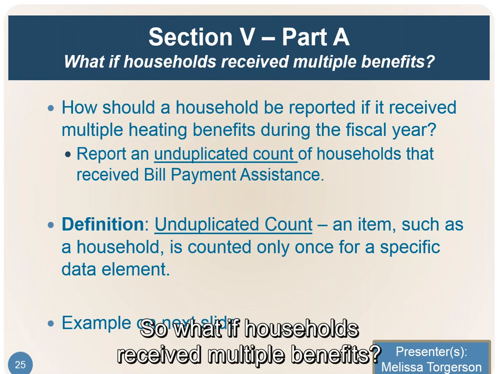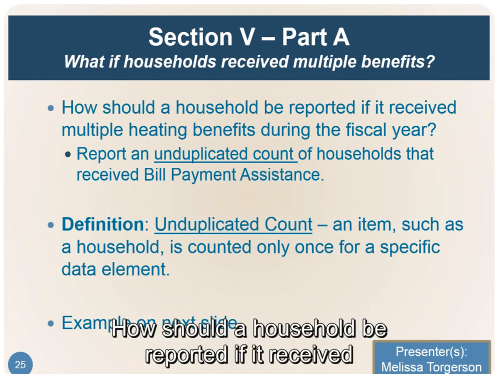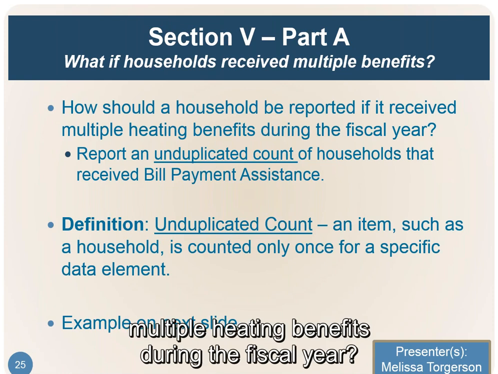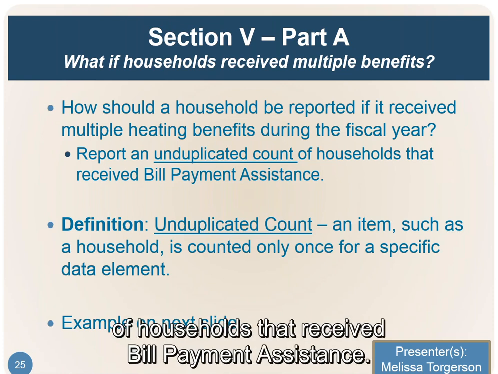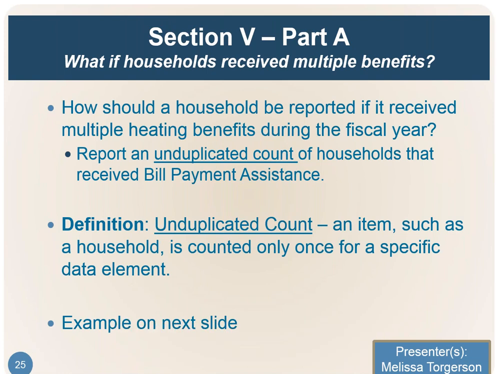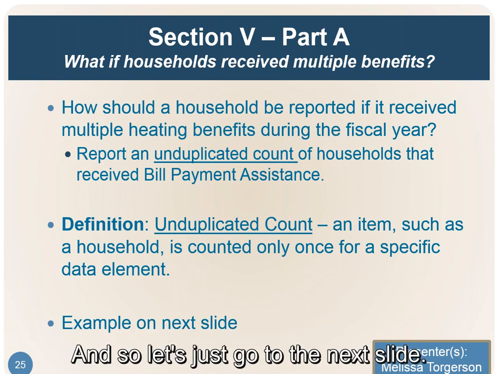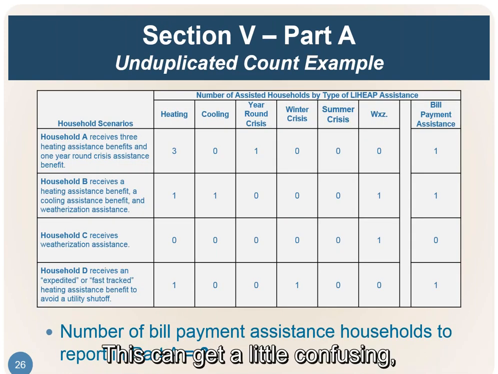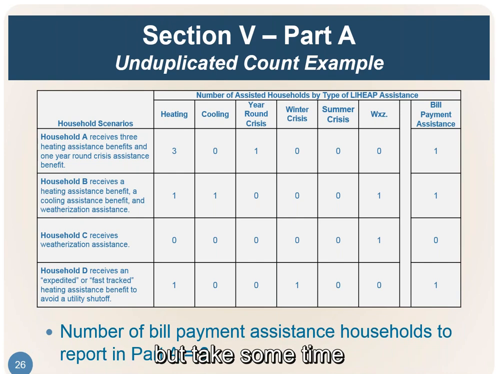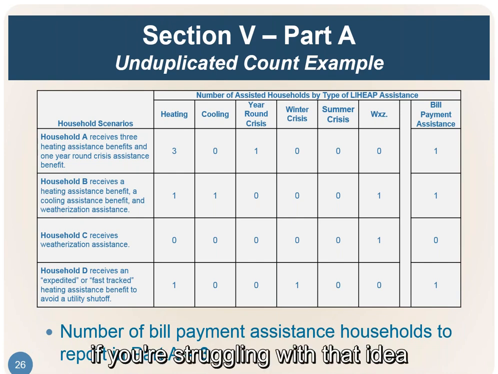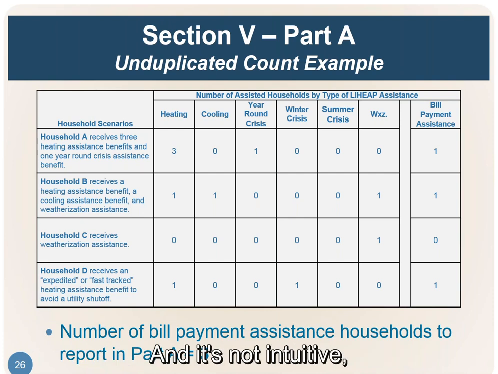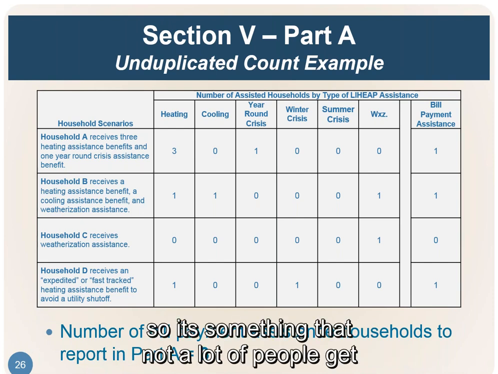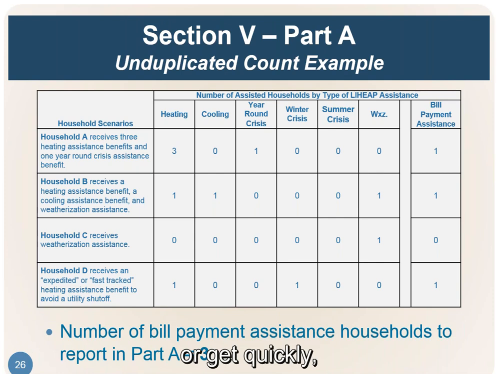So what if households received multiple benefits? How should a household be reported if it received multiple heating benefits during the fiscal year? We're really looking for an unduplicated count of households that receive bill payment assistance. So let's just go to the next slide. This can get a little confusing, but take some time and take a look at the slide if you're struggling with that idea of what an unduplicated count is. And it's not intuitive, so it's something that not a lot of people get or get quickly.